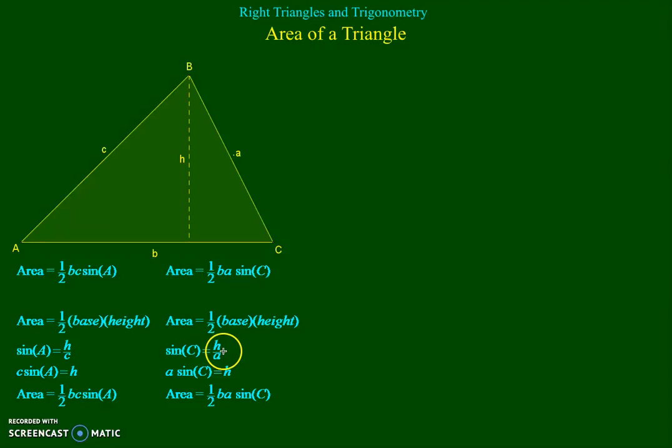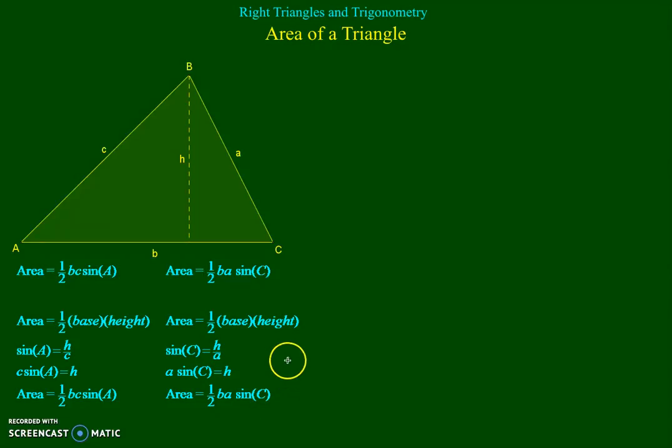Solving for H, A sine C equals H. So using this angle, we have a different function for our height value. And so the area in this case would be area equals 1/2 B, the base, times the height, which is going to be A times sine C.